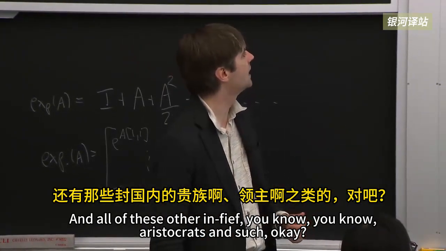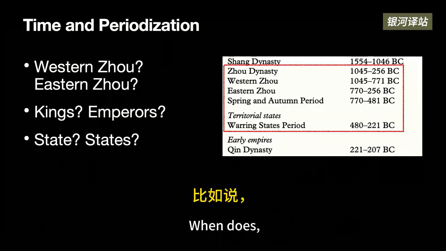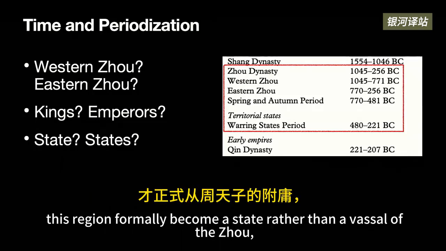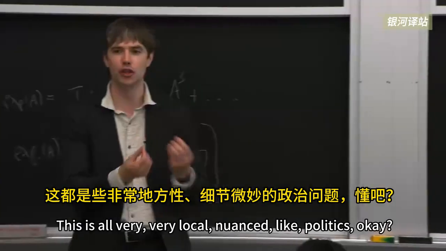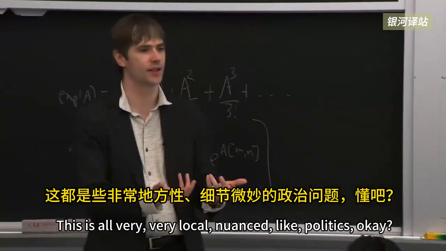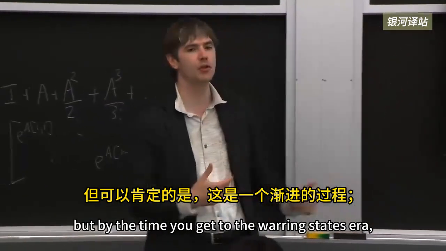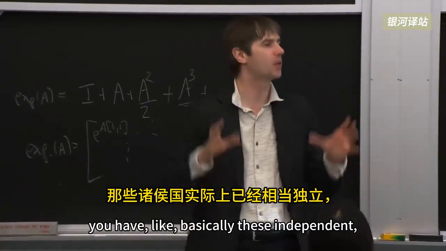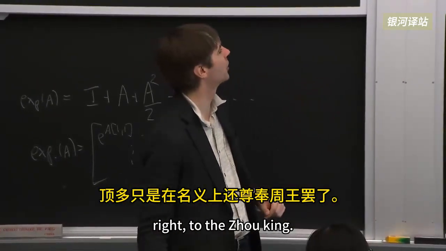States, this is a really interesting question. When does, for instance, a region formally become a state rather than a vassal of the Zhou? This is all very local, nuanced politics. But you can guarantee it's a gradual process, and by the time you get to the Warring States era, you have basically these somewhat independent polities paying lip service to the Zhou king.